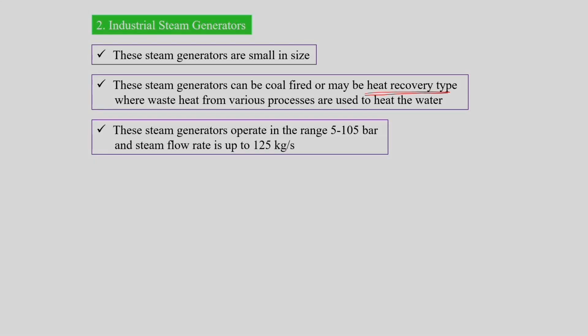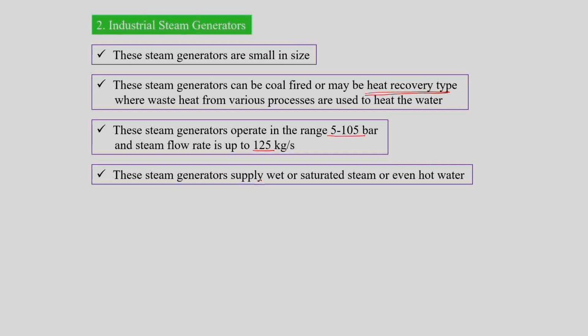These steam generators work in the range of pressure 5 to 105 bar, and with a steam flow rate of around 125 kg per second. So, these are industrial steam generators. Industrial steam generators sometimes need not produce steam which is superheated or saturated. They might produce steam which is wet, as they are mostly used for industrial heating applications.